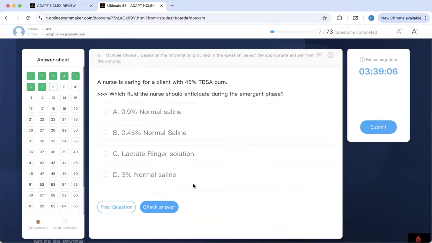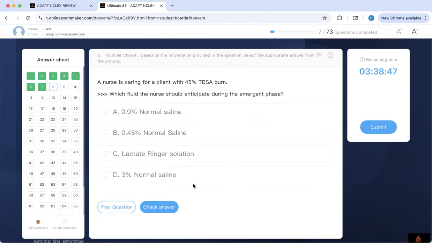And this is caring for a client with 45% total body surface area burn. Which fluid should the nurse anticipate during the emergent phase? Normal saline 0.9%, 0.45% normal saline, lactated Ringer's, 3% normal saline.